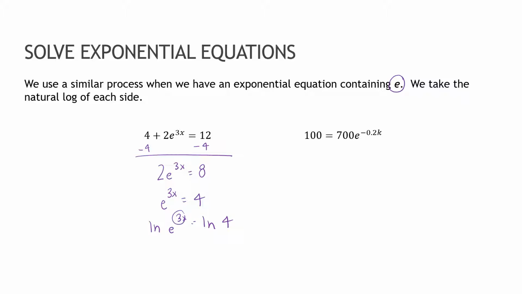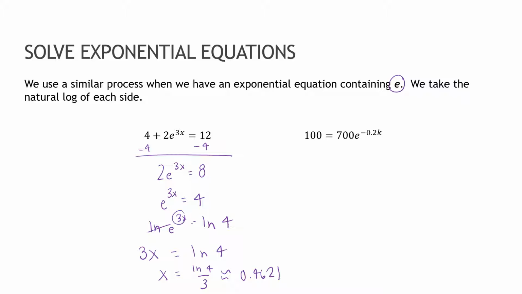The 3x is going to come out front. Natural log of e is 1. That's why we can get rid of it. And then natural log of 4. So an exact answer would be the natural log of 4 divided by 3. An approximate answer, I would need my calculator to take the natural log of 4 and divide it by 3, and I would get approximately 0.4621.